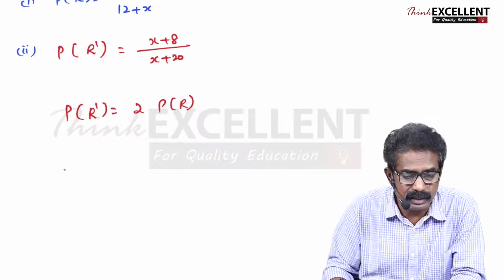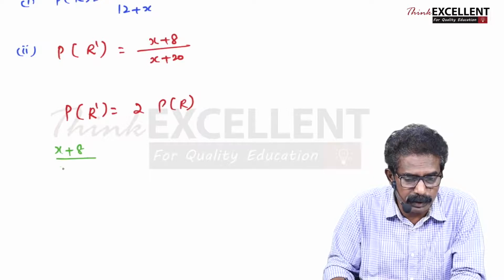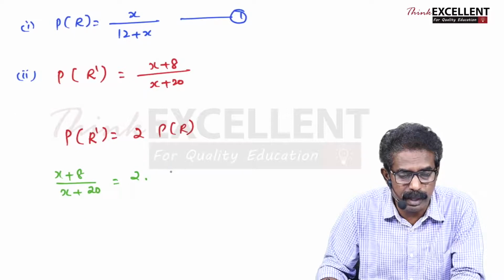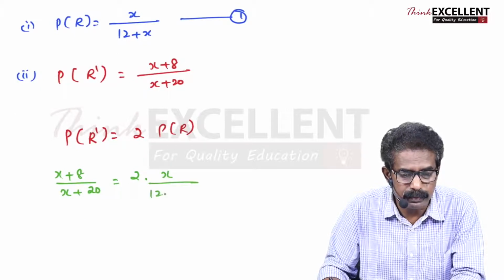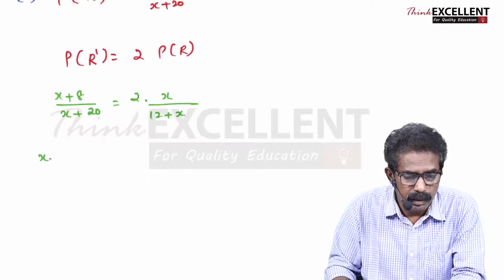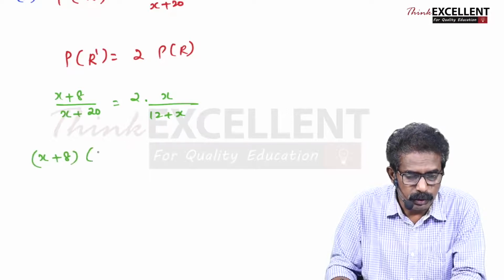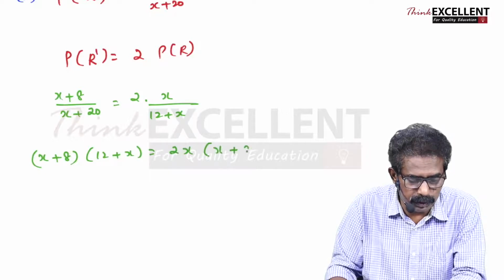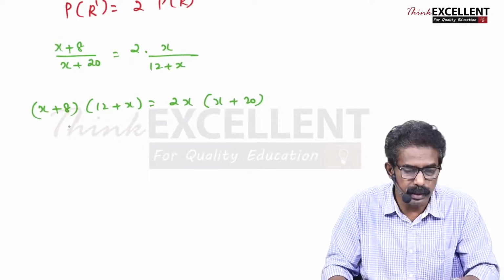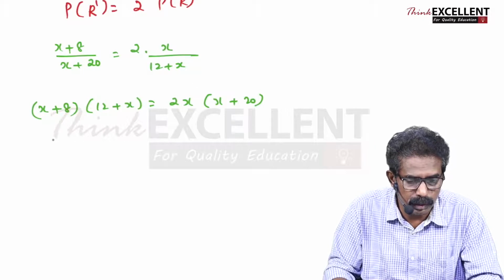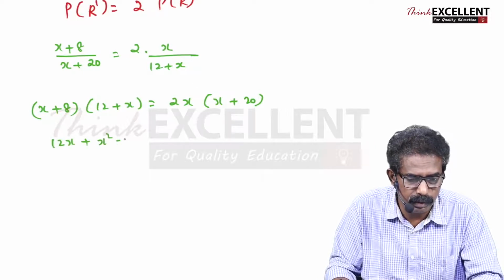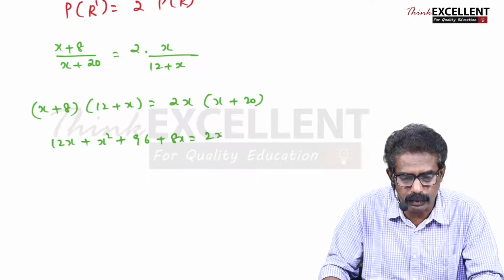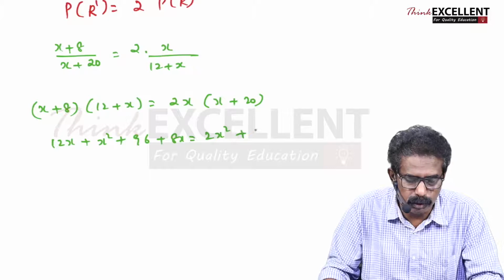P of R dash, X plus 8 by X plus 20, equal to 2 times P of R, X by 12 plus X. Cross multiply: X plus 8 into 12 plus X equal to 2X into X plus 20. Right? Now we multiply term by term. X into 12, 12X. X into X, X square, plus 8 into 12, 96, plus 8X equal to 2X into X, 2X square, plus 20 into 2, 40X, right?